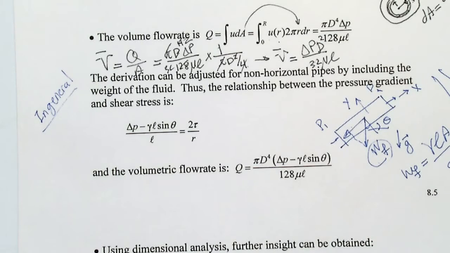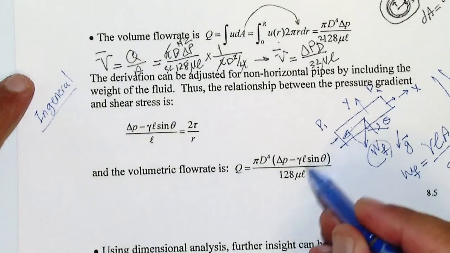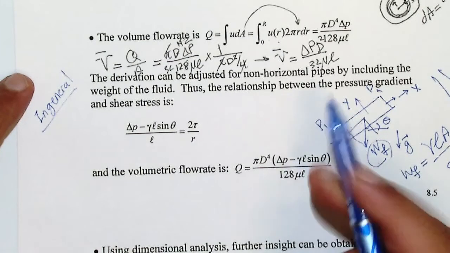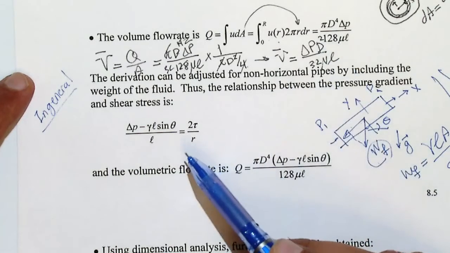Okay, if theta is 0, which means a horizontal pipe, this term is going to be cancelled out and be 0. Then this equation for Q is going to change back to the Q that you had here, and this one is also the same.